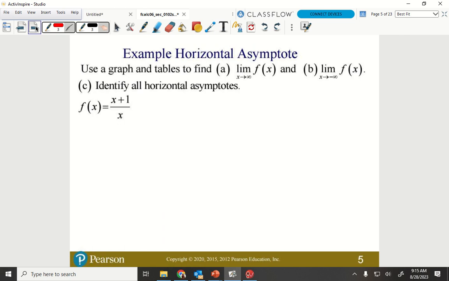Use a graph or table to find the limit as x approaches infinity and x approaches negative infinity of f of x, and identify all horizontal asymptotes. So use your graph. You have a calculator right there in front of you. Everyone should have a calculator, because that's what good students do. Good students bring their calculators to class.